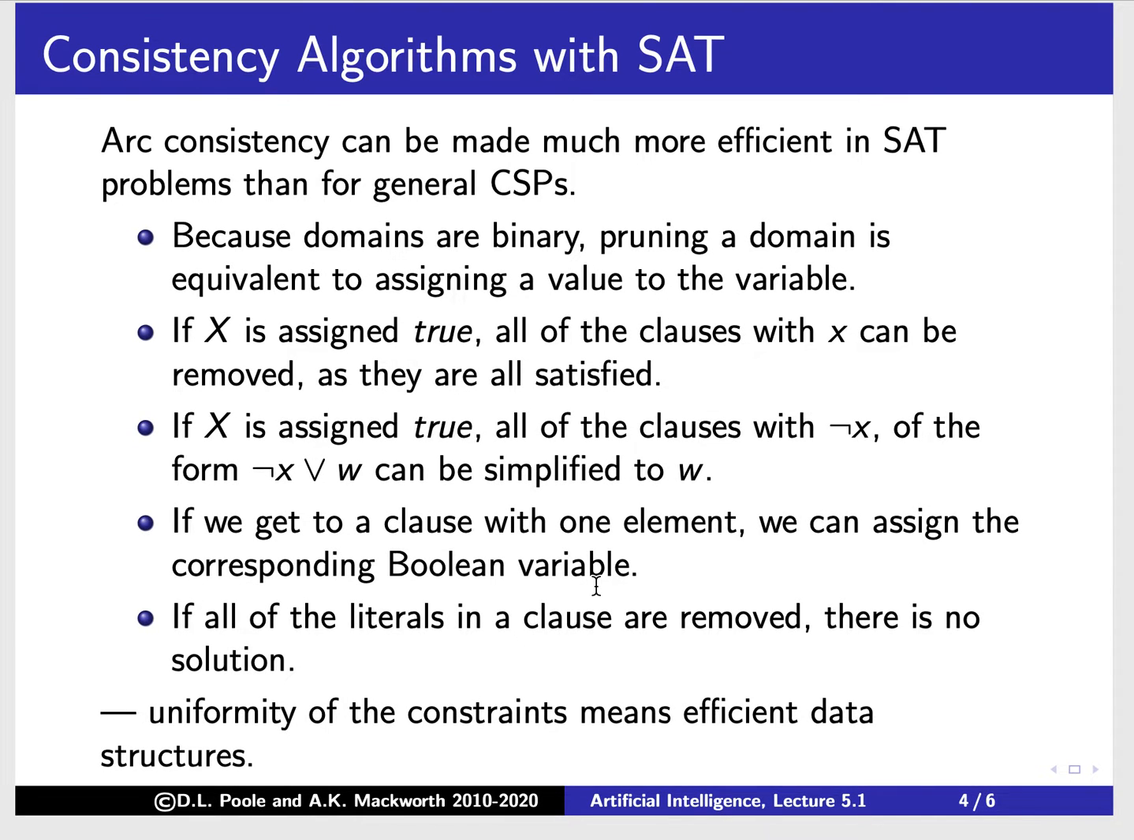And the uniformity, the fact that all the constraints are the same and all the variables are basically the same, means we can have very efficient data structures. So we know the domain of every variable. We know it's either unknown or it's true or false. And the fact that they're all clauses means we can index things very efficiently. So that's one of the reasons why satisfiability problems are good for consistency algorithms.